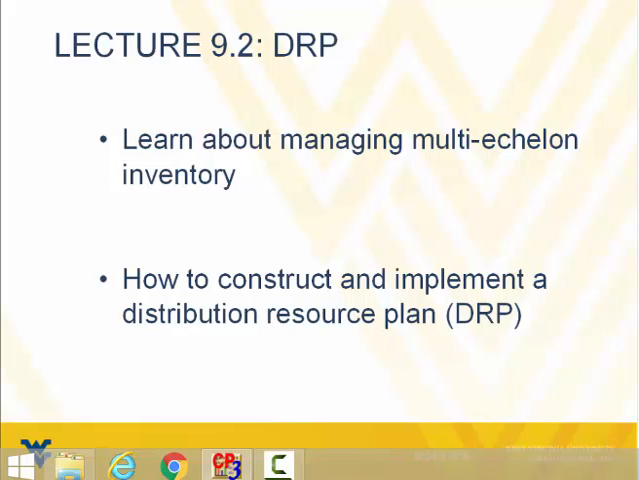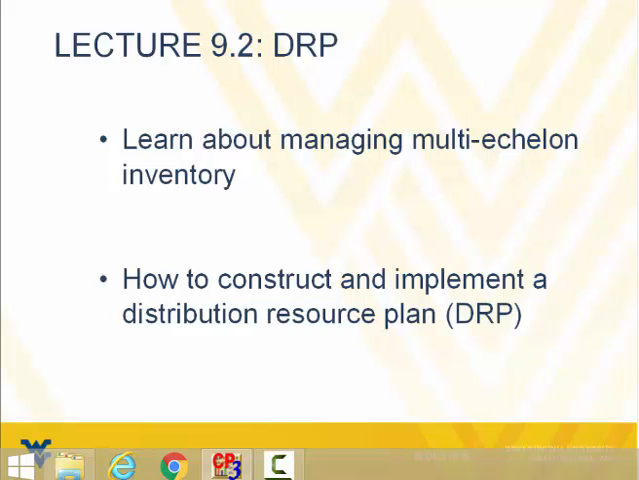distribution resource planning. So we talked at length about how we model, but what we're really doing is modeling just one item. We're modeling one item in one location, and we're doing it in a very restrictive way. The reality of any supply chain is it's multi-echelon. Everybody know what multi-echelon means? That means it involves multiple stages in the supply chain: a supplier, a producer, a wholesaler, a distributor, a retailer.